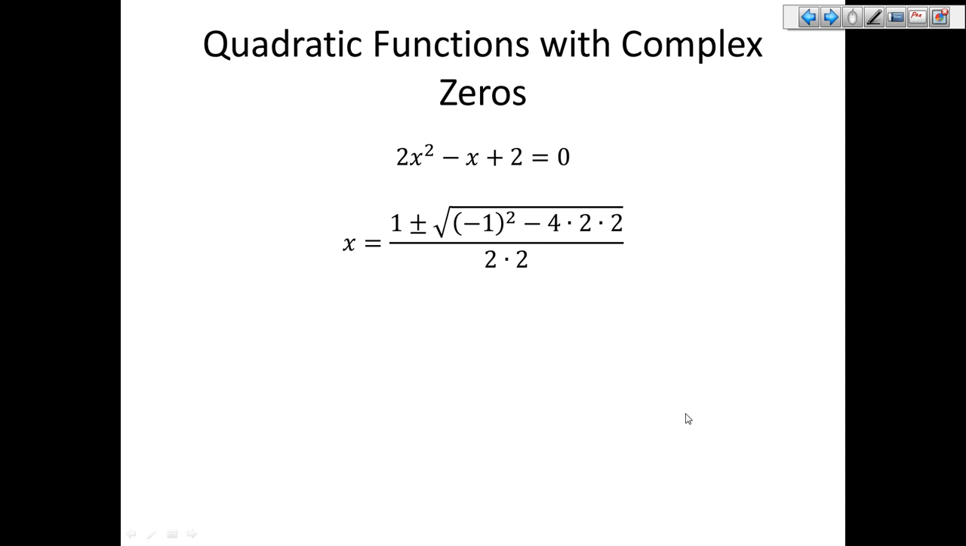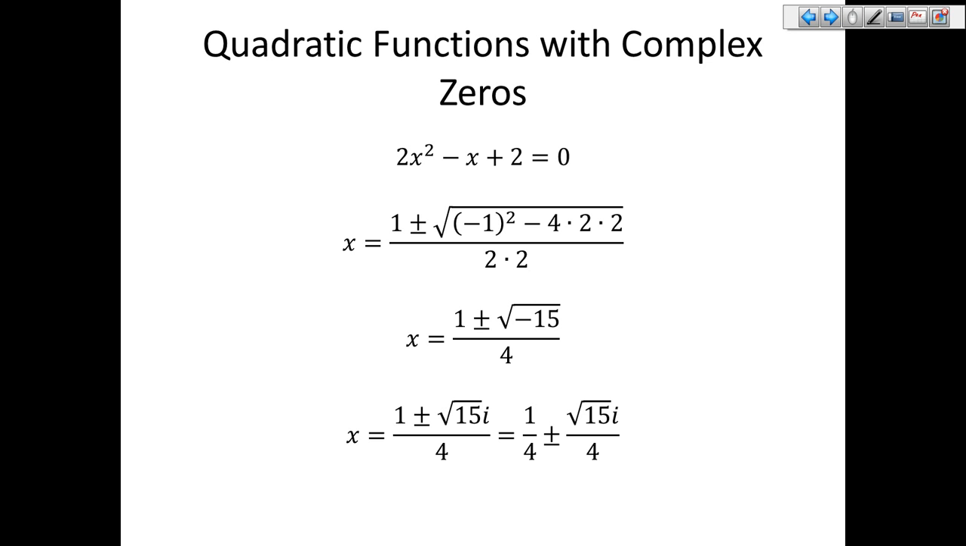Now, what you notice when we start to simplify this is the square root is operating on a negative number, a negative 15 in this case. So this is why this has complex zeros, because we're trying to take the square root of a negative number. So whenever your discriminant is negative, you're going to have complex zeros.